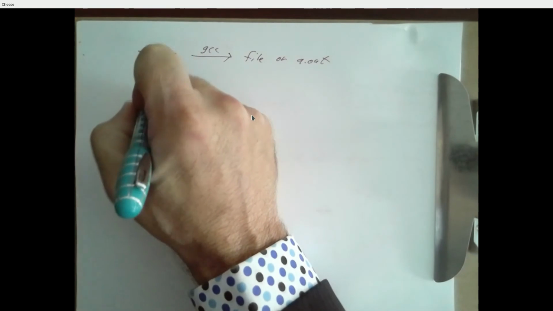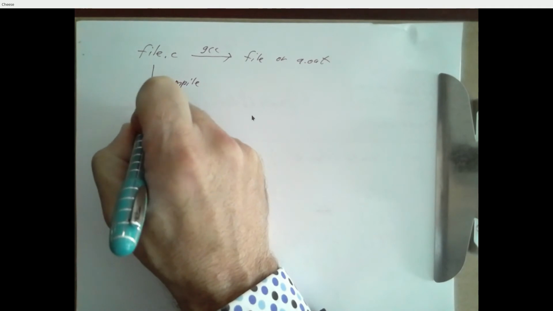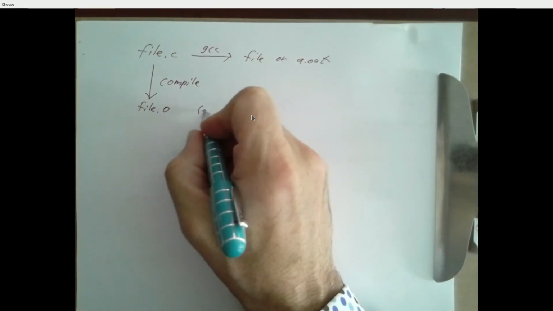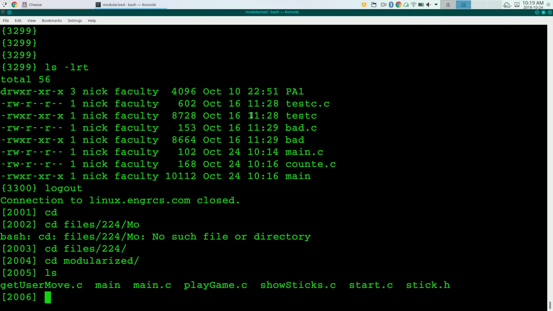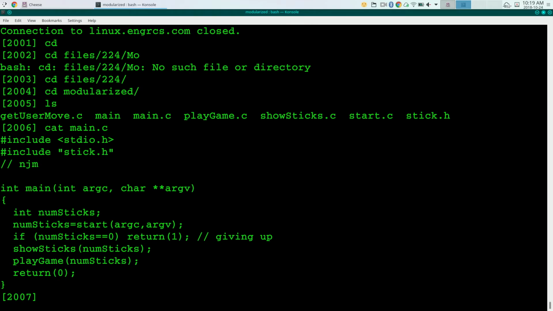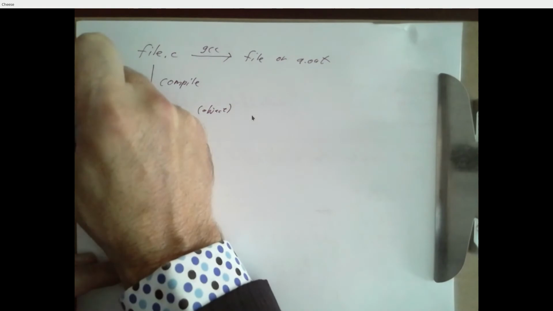So the actual compilation gives us file.o. And that's an object file. It's all of this stuff, right? Integer, numSticks, equals, function calls, declarations. It's all of that stuff translated to ones and zeros. Okay, it's a form that's easy for the machine to ingest. And the way we compile into an object is we say gcc -c.